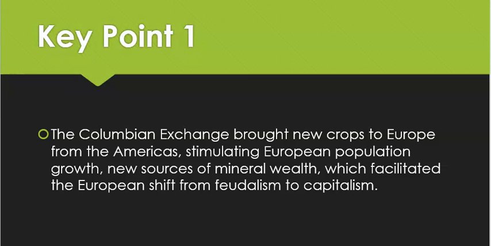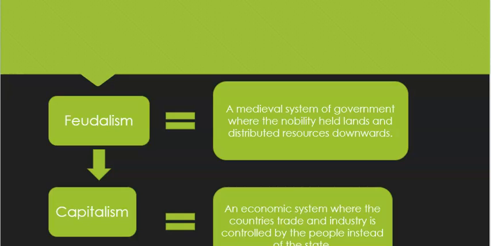Now, what does that mean? Well, we're going to talk about it here. Feudalism, if you don't know, was an old medieval system of government. Basically, nobility held the lands and they distributed the resources all downwards. So the king, all the land was his, and he picked people who were just below him, who had big chunks of land, who then picked people who distributed below, and so on, all the way down until you got to the peasants who got nothing. That's feudalism, right? The nobility controls the trade, the means of production, everything.